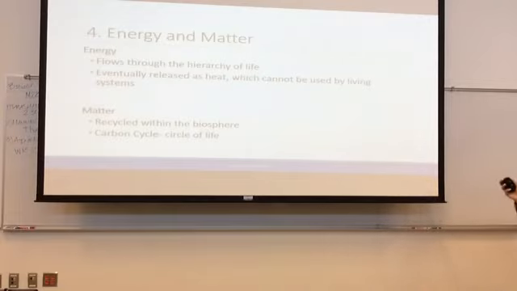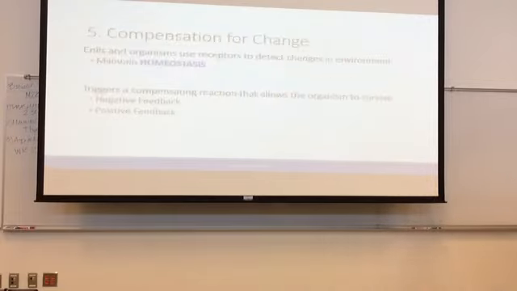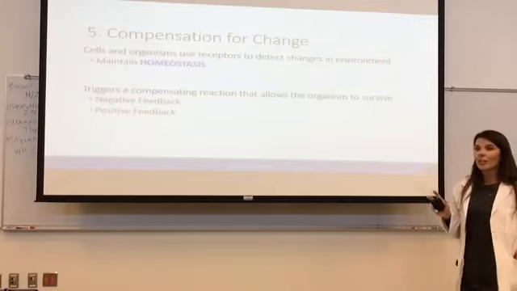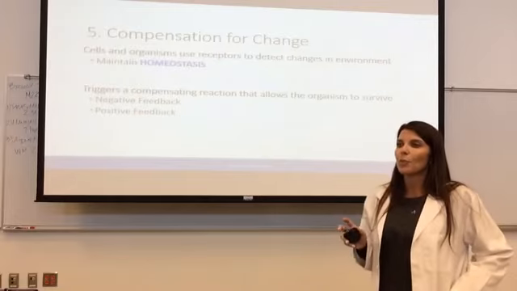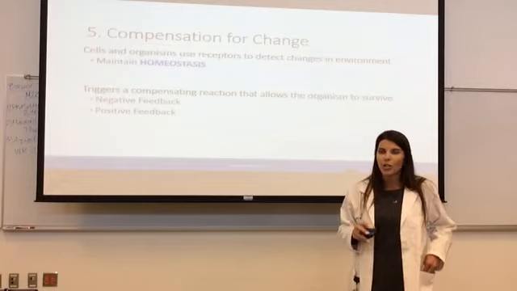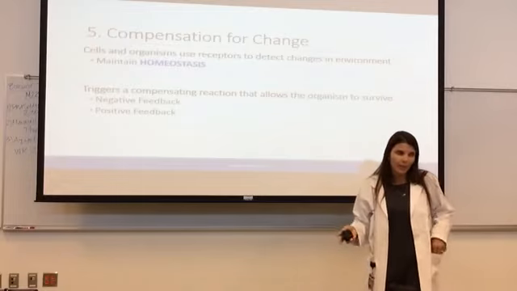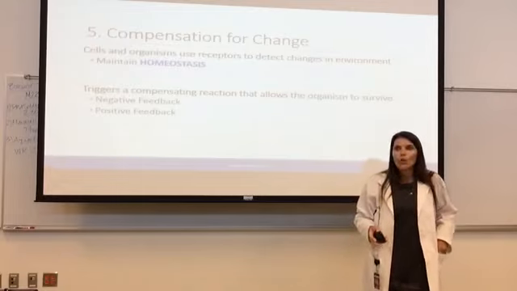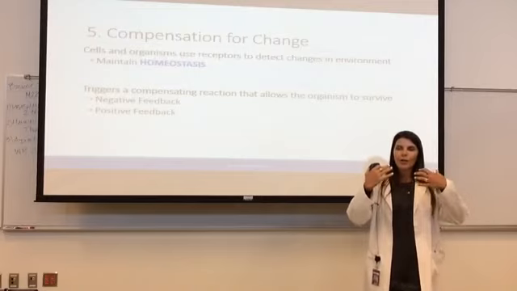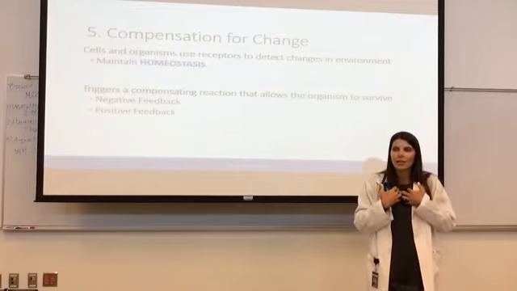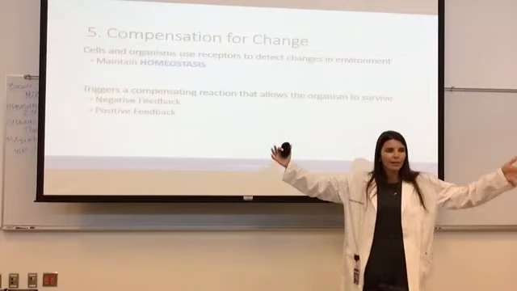Questions or clarification on that concept? Okay? The fifth characteristic of living systems is that they have to be able to compensate for change that happens outside of themselves. You have to be able to keep in here homeostatic, constant, regardless of what's happening out here.